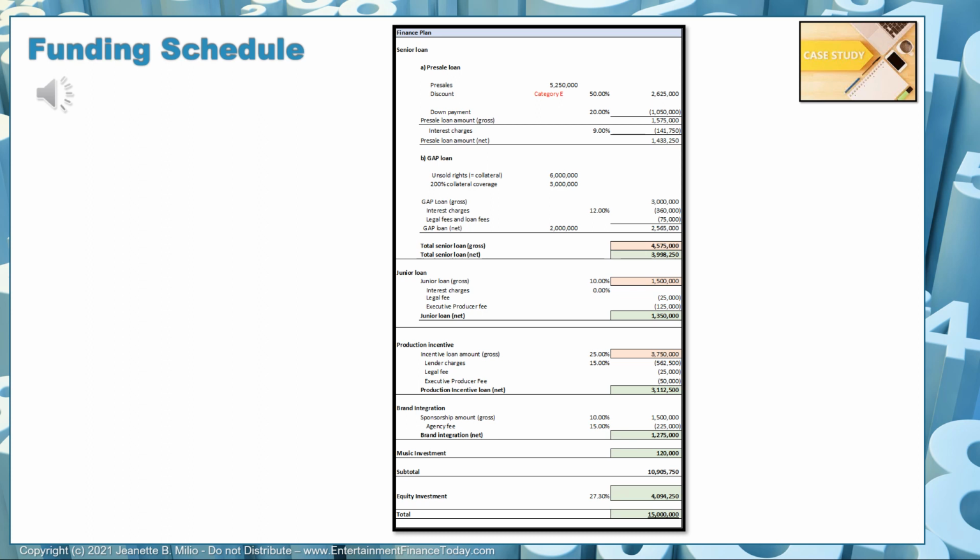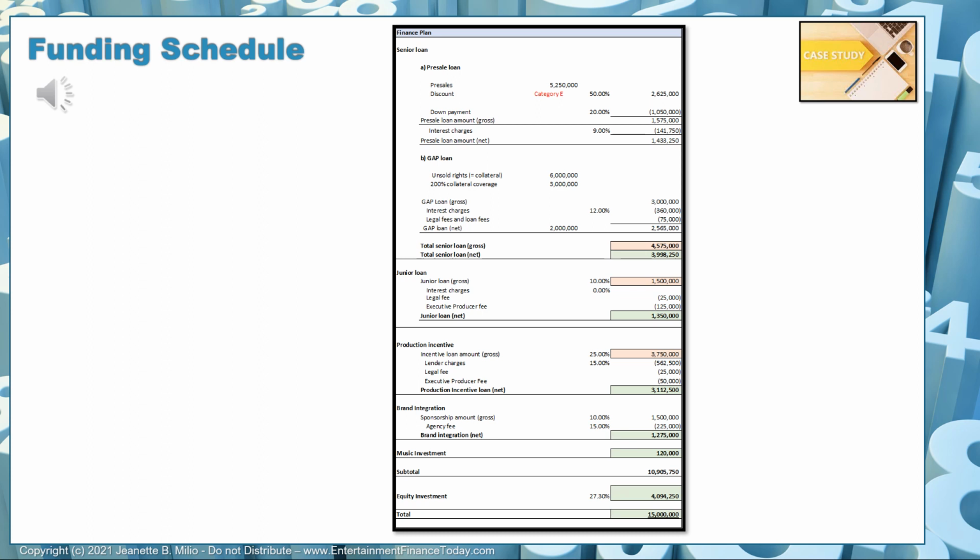The bank looks at these pre-sale agreements and decides how it values these distributors, which in this case results in a category E valuation and a 50% discounted rate. The bank gives us a loan of $2,625,000, but the bank notices in the contracts that we already received 20% of the pre-sales, which is $1,050,000.